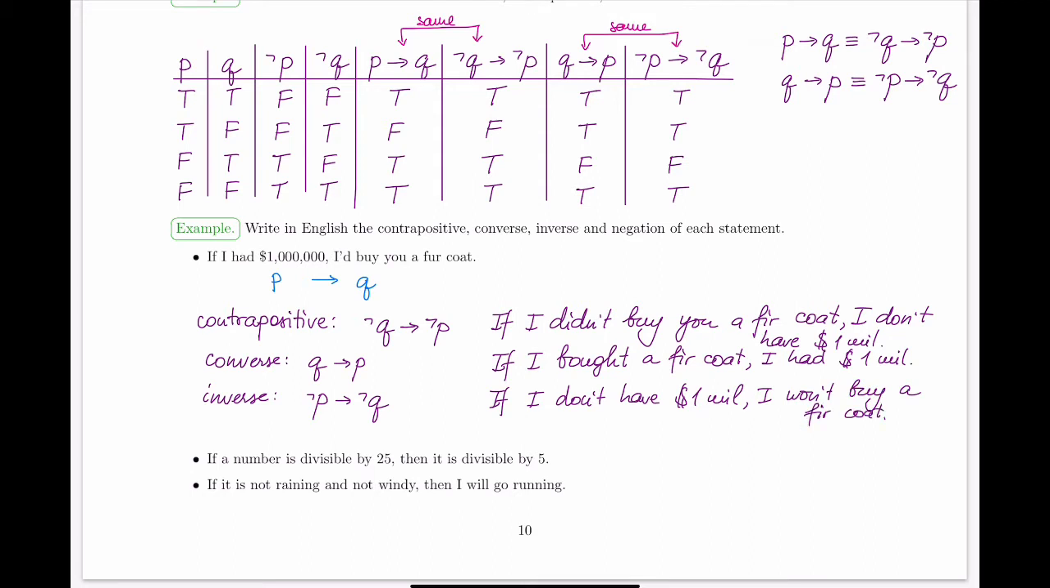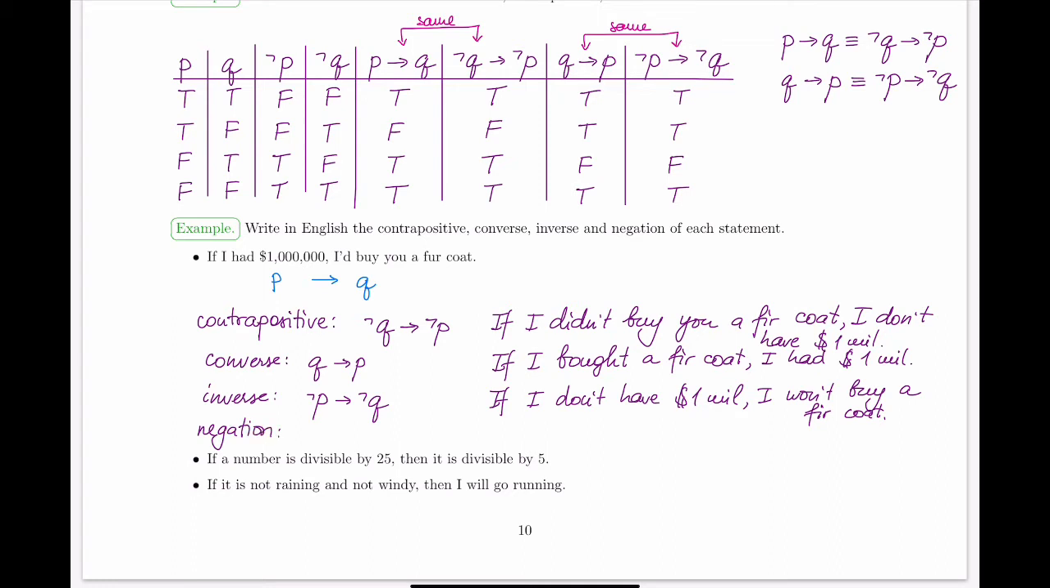And it's becoming a little clearer why these two statements are in fact equivalent as per our truth table. If I did buy you a fur coat, I had $1 million. If I don't have $1 million, I won't buy you a fur coat. Think about that for a second and try to persuade yourself of the fact that that is actually the same thing. And then finally, we have a negation.